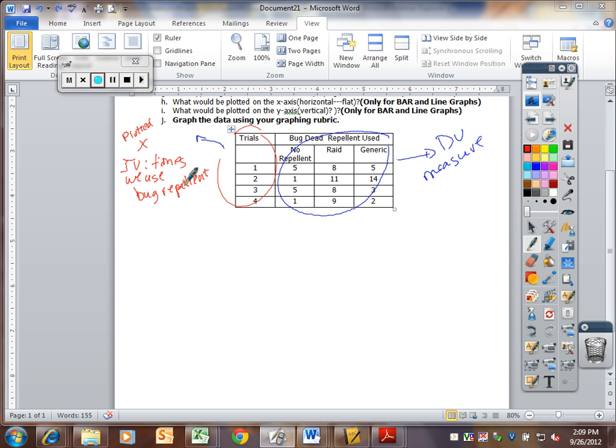Okay? Now to do our graph, once we know what goes on x and y, then all we have to do is set up our graph here. And graphs, especially line and bar graphs, have a title, a key if they're comparing more than one thing. They have labeled axes. Here, trials will be our x, and our y is going to be the number of bugs dead.